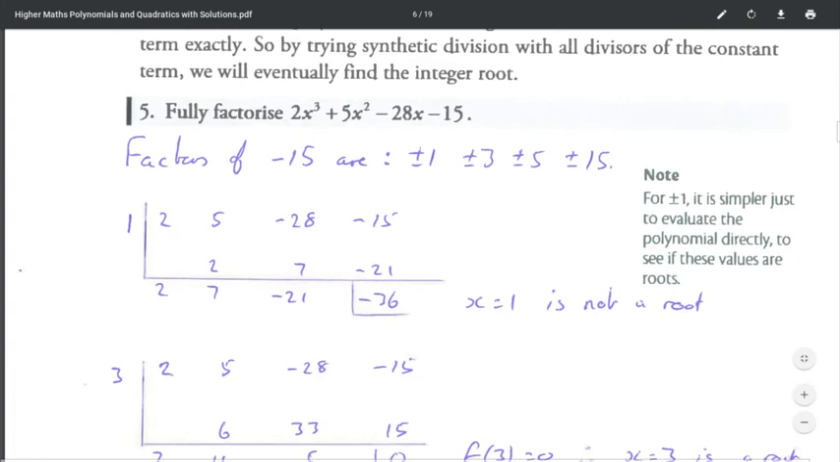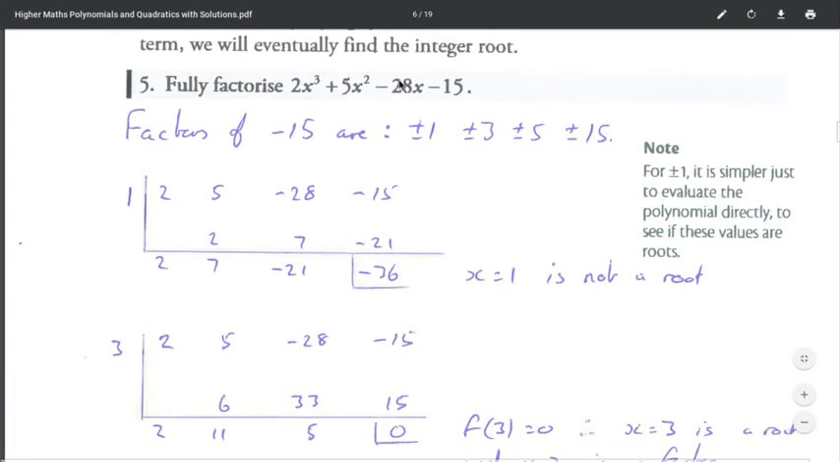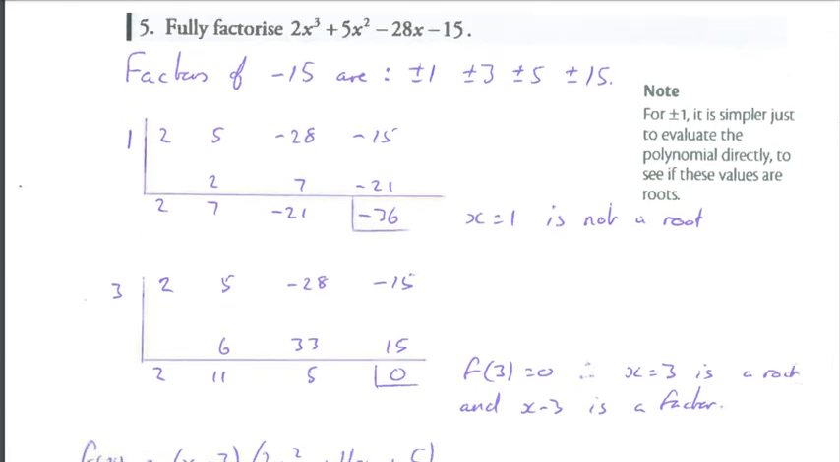Okay, so if I'm fully factorizing this, I need to be looking at the factors of -15. So I'm looking at plus or minus 1, plus or minus 3, plus or minus 5, plus or minus 15. I'm just going to try the positive ones first. So I'm just going to do synthetic division. I get a remainder of -36. So x equals 1 is not a root.